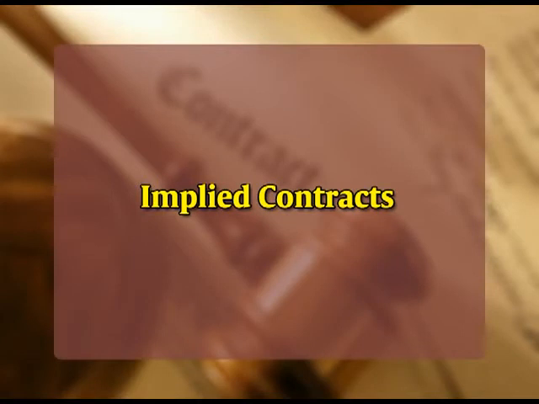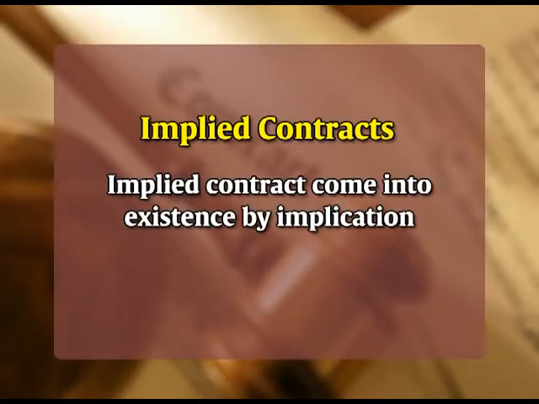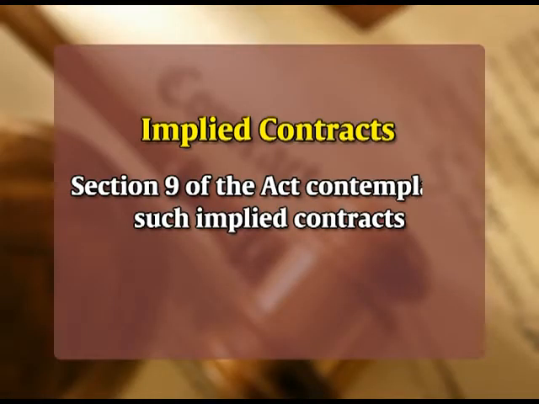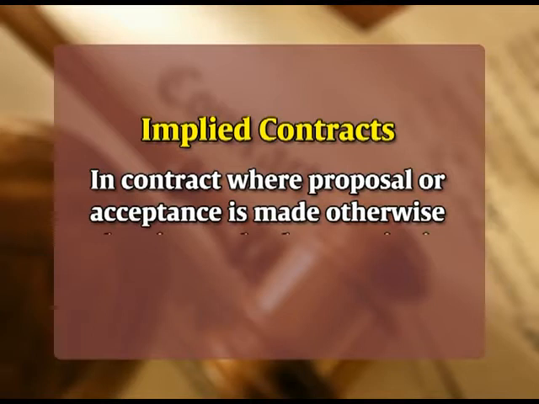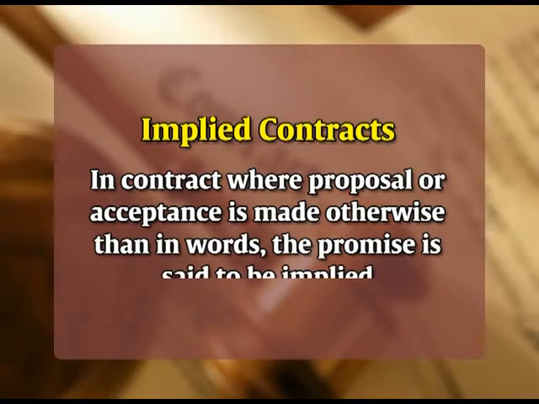Implied contracts. An implied contract comes into existence by implication. Most often, the implication is by law or by action. Section 9 of the Act contemplates such implied contracts. In contracts where proposal or acceptance is made otherwise than in words, the promise is said to be implied.